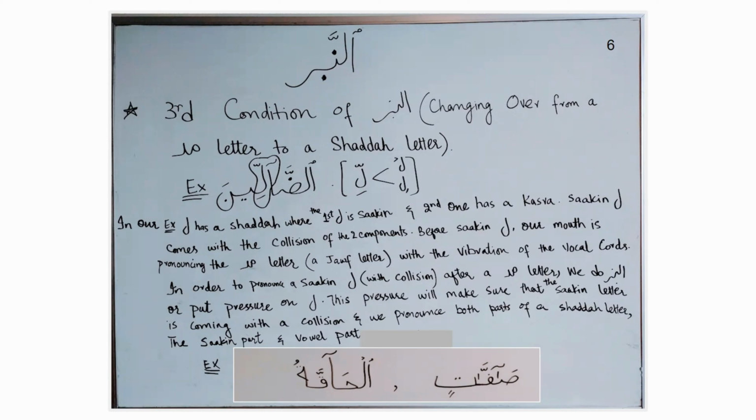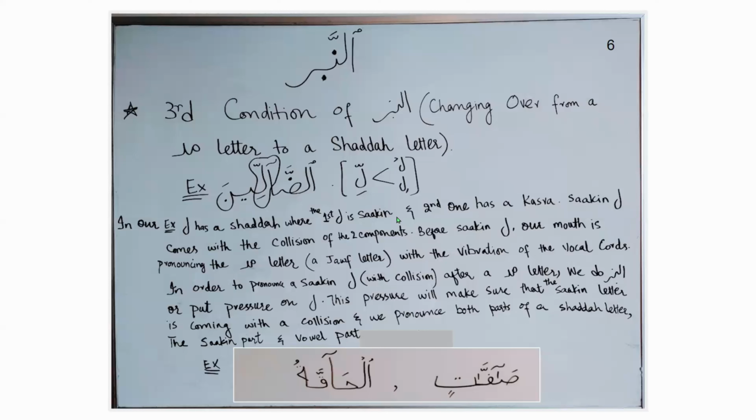Insha'Allah, we will continue the topic of Nabr, and today we will discuss the third circumstance of Nabr. This occurs when during our recitation we change over from a mad letter to the first letter of a shadda, which is a sakin letter. If you see in this example, you can see the mad letter alif is followed by a lam mushaddad, and in lam mushaddad with a kasra, the first lam is sakin and the second one has a kasra.